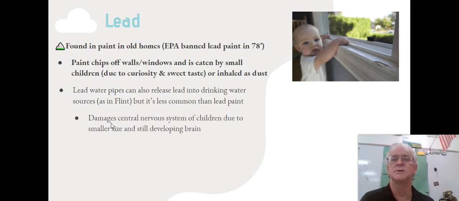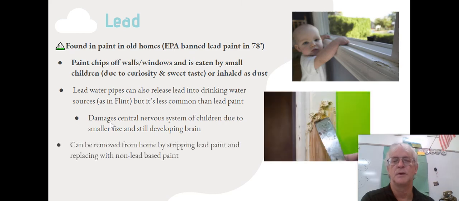Both of these damage the central nervous system, especially in children, because of their very rapidly developing brain and their small size. It can be removed by stripping the lead paint and repainting with non-lead based paint. Lead pipes can be replaced by cities with copper pipes.